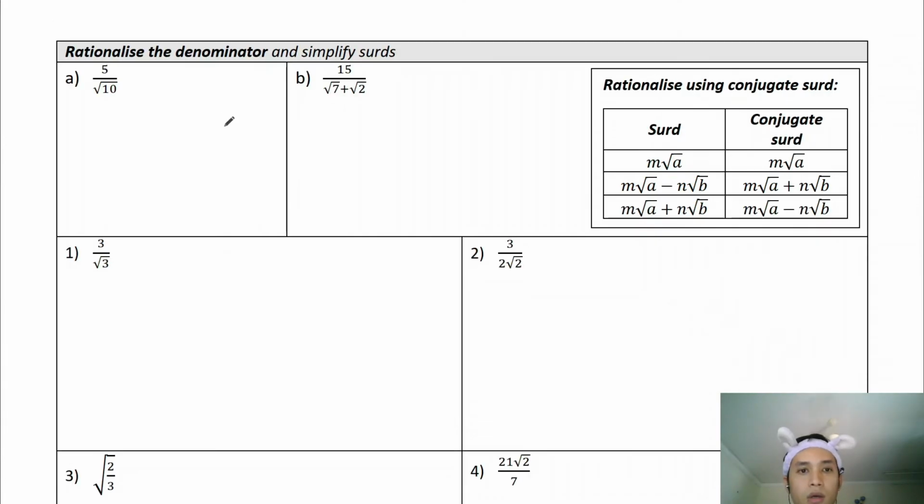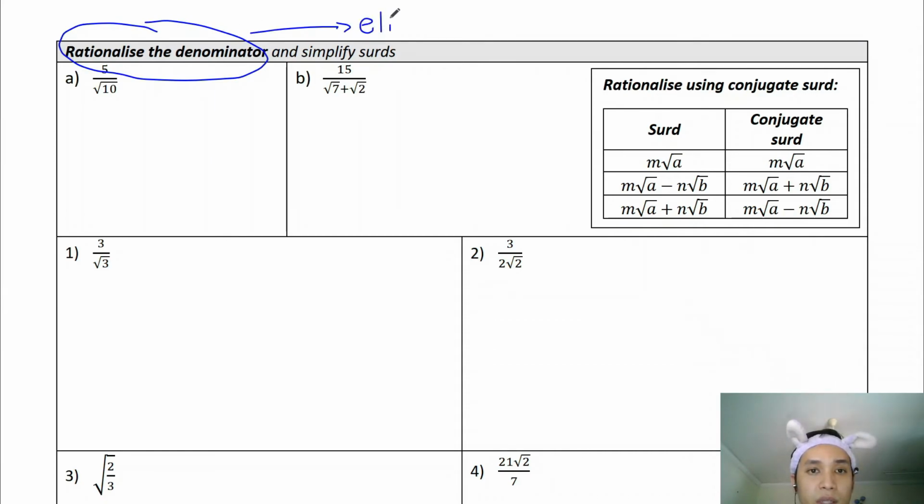If you already completed the simplification of surds, you can continue to this part, which is the rationalized denominator. Now, what do we mean by this rationalized denominator? Actually, what they mean is to eliminate surd from the denominator.